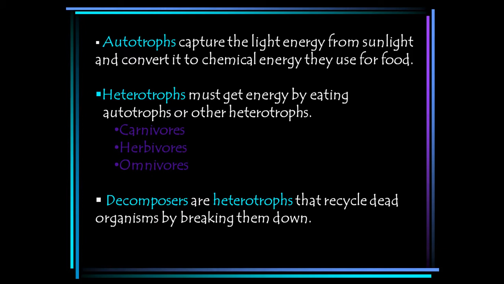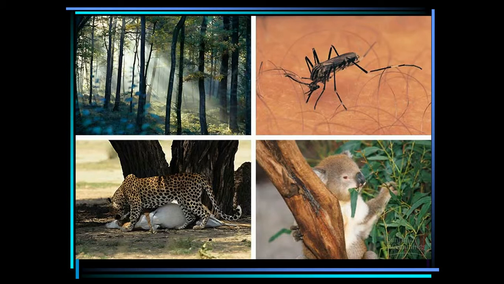Decomposers are also heterotrophs that recycle dead organisms by breaking them down. These would be fungus, bacteria, any organism that eats dead things. So here are some examples of each of those kinds of organisms. We have your heterotrophs up here. We have carnivores, omnivores. This would be a carnivore as well.